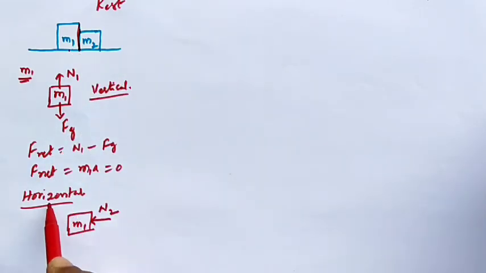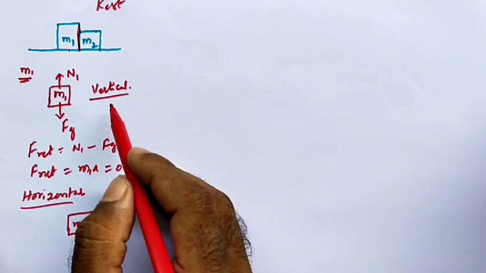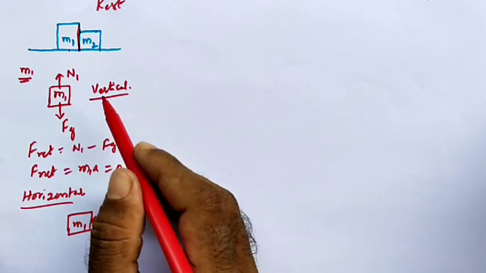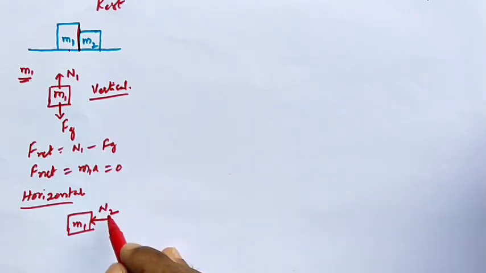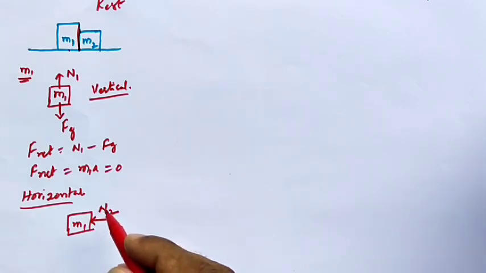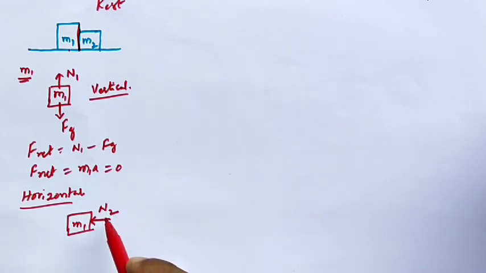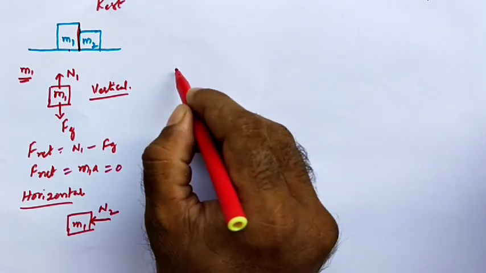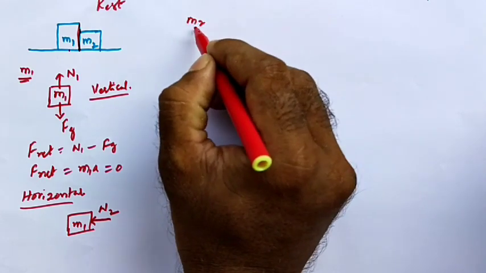So this is along the horizontal direction, and this is along the vertical direction. Here N2 is acting on the body. So you may think that this N2 is acting on the body so the body should move. But the thing is, these forces are treated as internal forces. What forces? Internal forces. How? I will explain. Now let us see for M2.